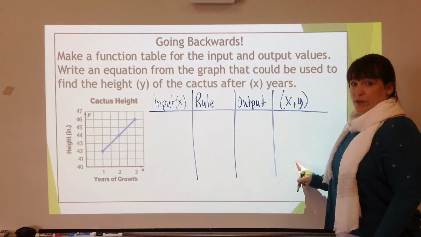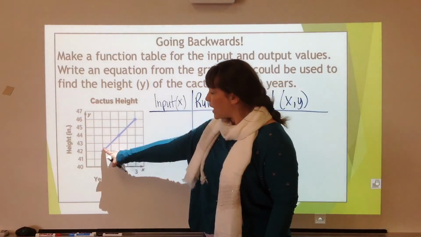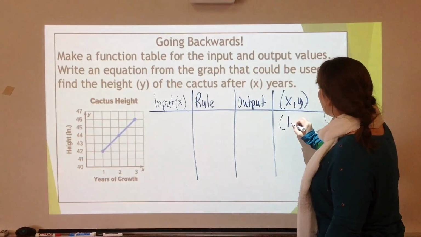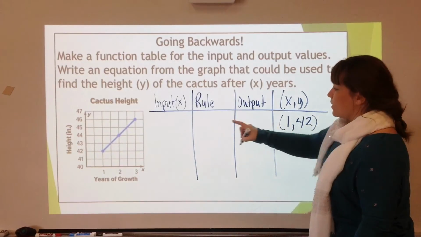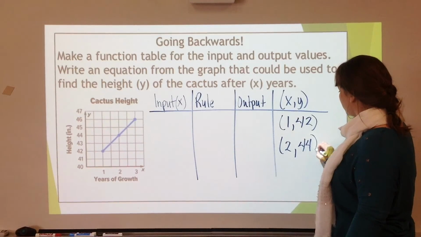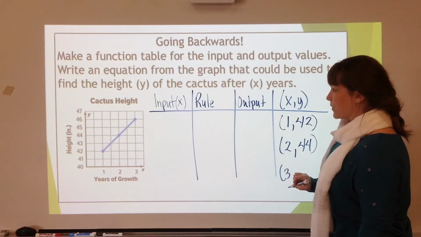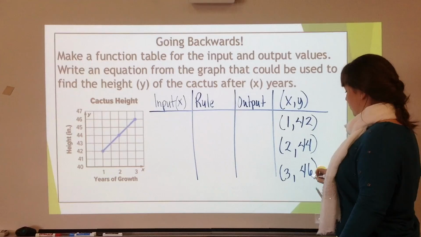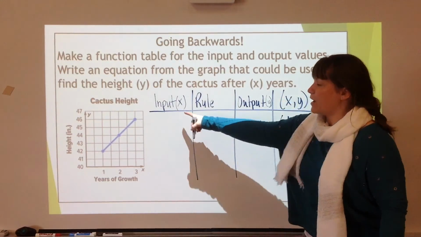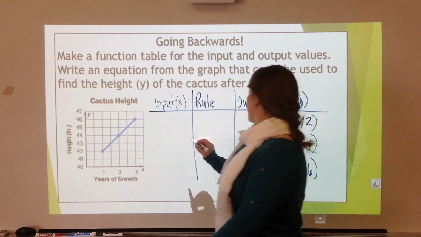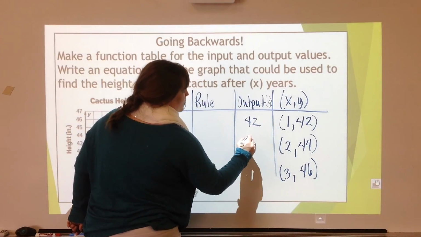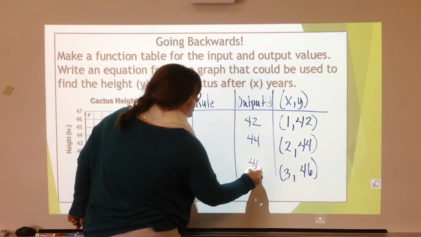We're going to start over here because we're going to look at this dot and figure out, okay, what's the x and what's the y? The first one is at 1, 42. The second dot is at 2, 44. And the third one is at 3, 46. So we can go ahead and fill in our x column and our y column. So we have a 1, 2, and a 3, and we have a 42, a 44, and a 46.